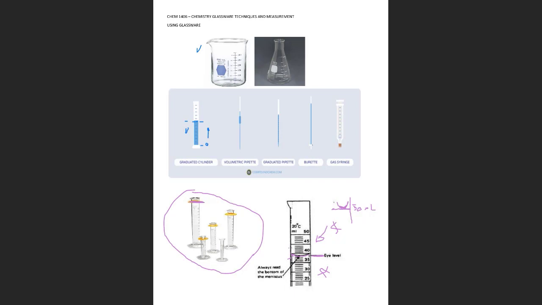We were talking about these yellow bumpers. Not all of the graduated cylinders have bumpers, but if you do have a bumper, you keep it up in case this falls. If this actually falls, this bumper will basically prevent it from breaking.